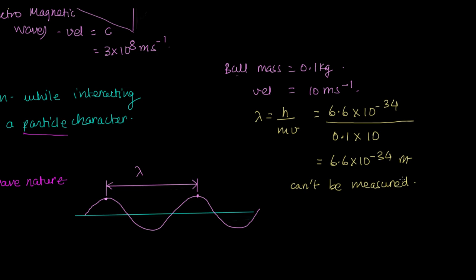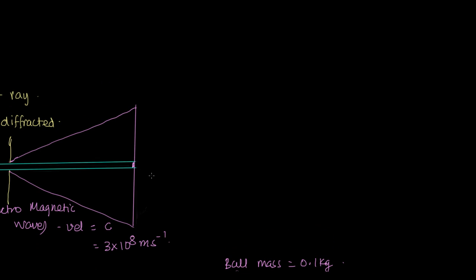Okay, because two things happen in the subatomic particles. We have seen that lambda is equal to h upon mv. Now two things happen. First of all, the mass of the particles is very small. That is number one. Number two is that the velocities are very high.